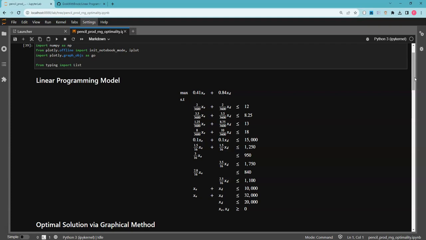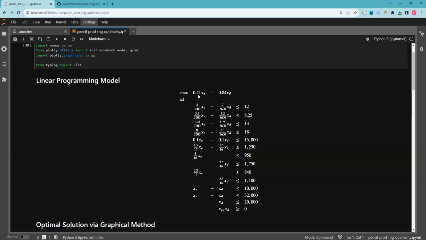And so the range of optimality has to do with changing the value of an objective function coefficient. So for instance, it'd be something like, let's play around with this 0.41 coefficient in front of XB, which represented the quantity of economy pencils, and see what happens to our model.